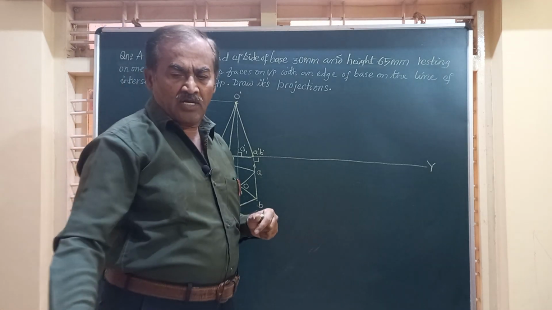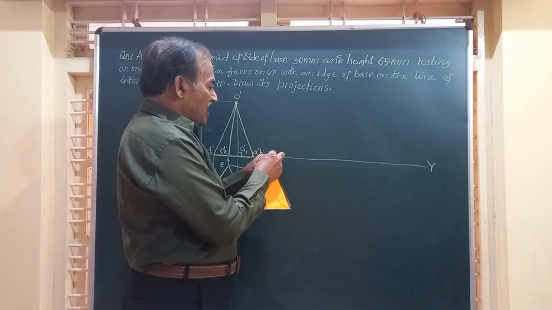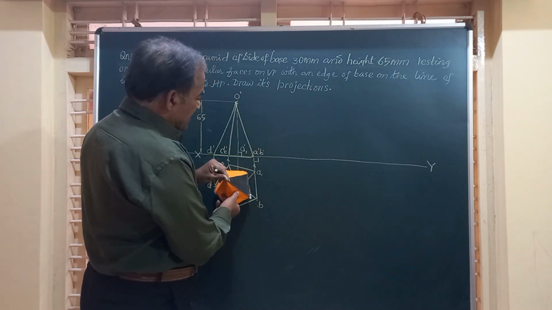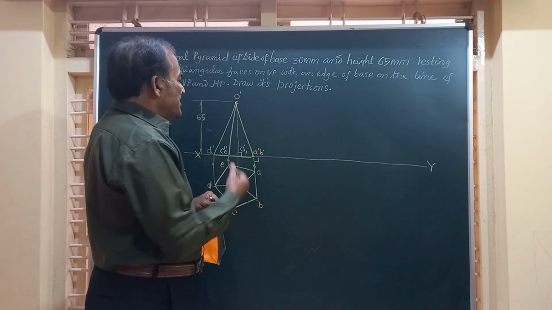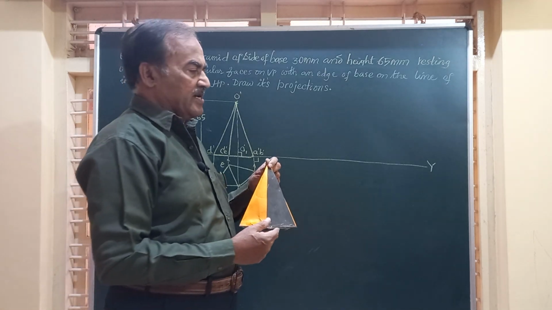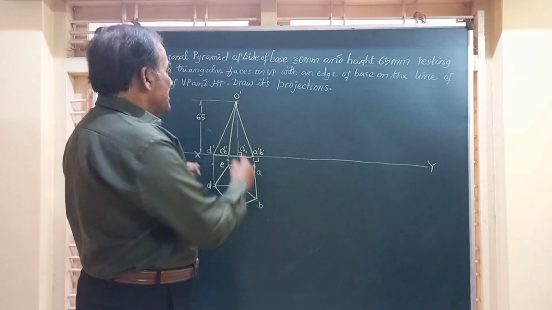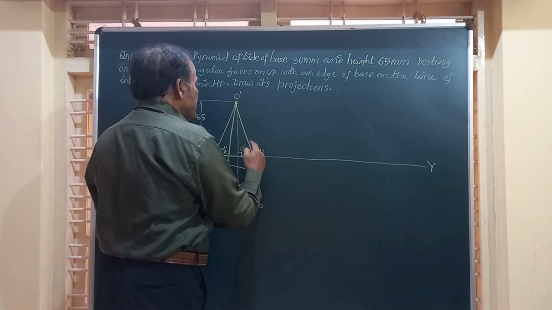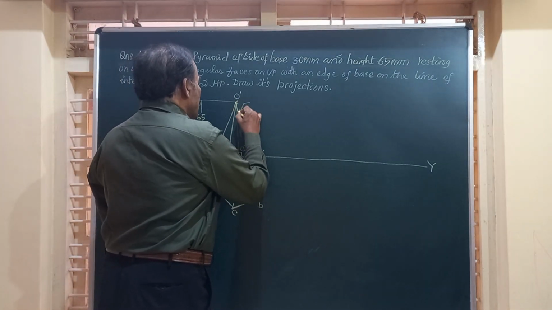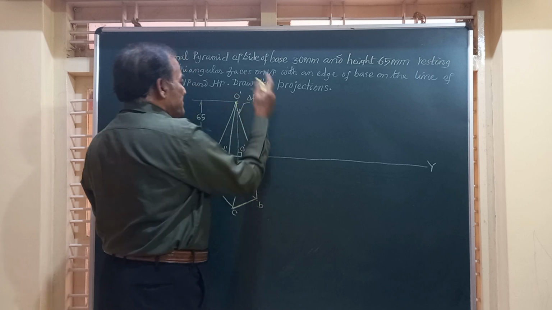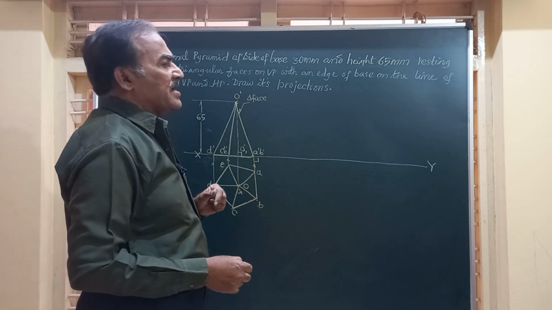Now friends, I have placed the pyramid on HP with one of the sides coming to the right side like this, and I have got the top and front views. Friends, this last line in the front view, that is O dash, A dash, B dash, represents one of the triangular faces of the pyramid. There are 5 such faces. This is one of the triangular faces.